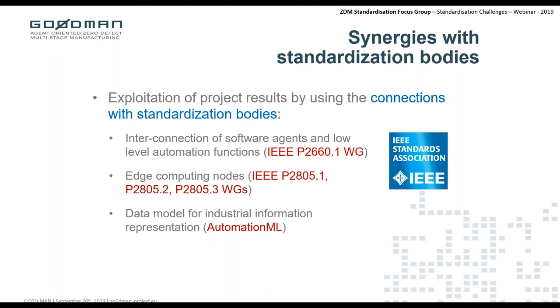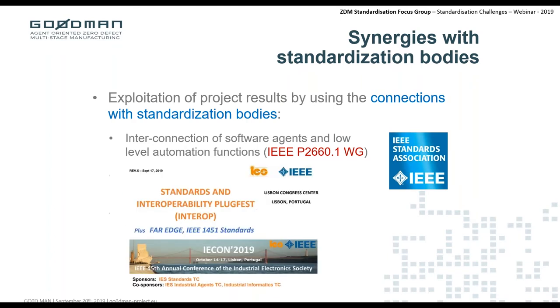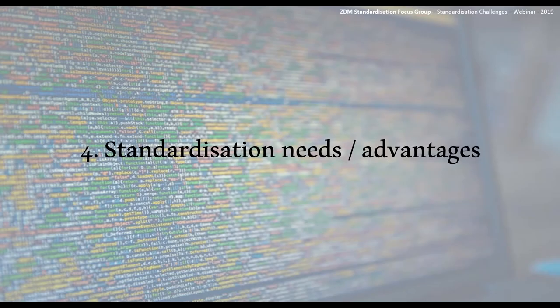We are also working with AutomationML because we developed a data model for industrial information representation based on AutomationML, and we made some extensions, and now we are collaborating for the future adoption. Some results from the Goodman project regarding the interconnection of the multi-agent systems with these physical quality control stations will be presented in this standards and interoperability plug-fest event that will be included in the IEEE conference ETFA 2019 that will occur on October 14 to 17 in Lisbon, where we have a booth to demonstrate and people can plug and play with these results, the physical results of interconnection. So thank you very much.